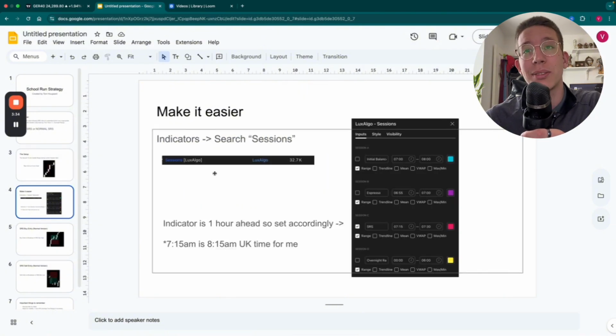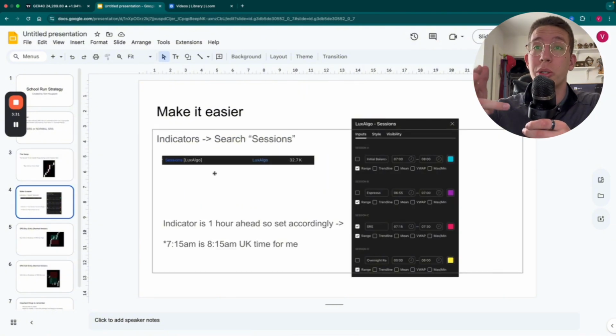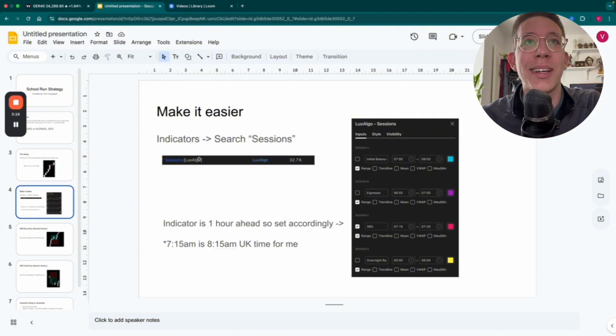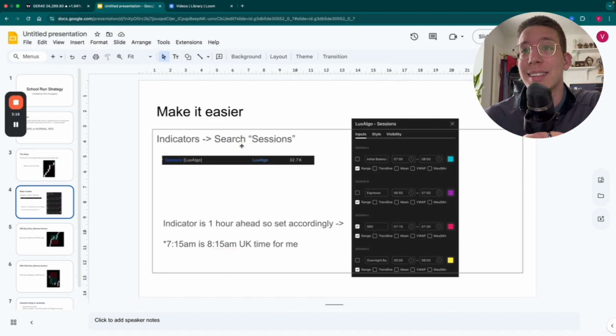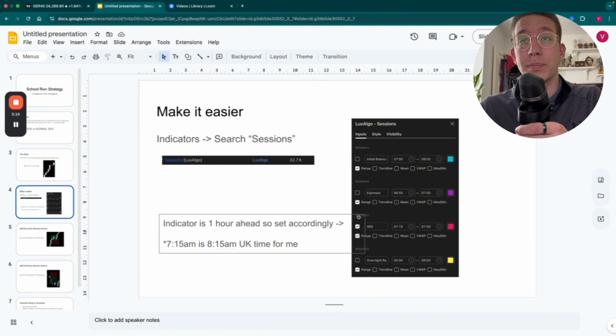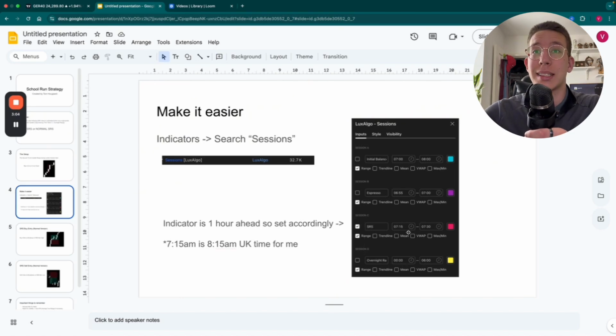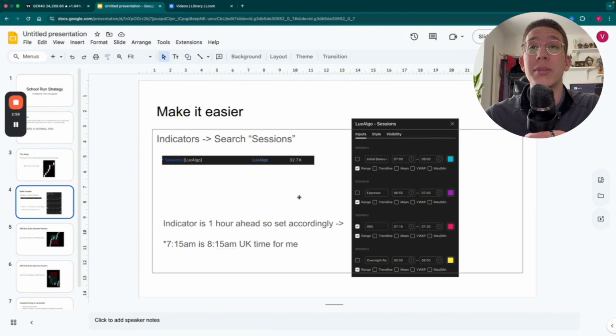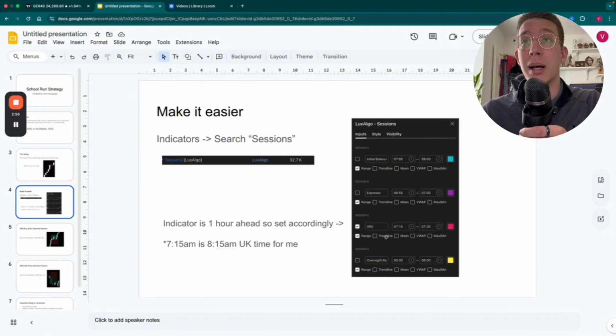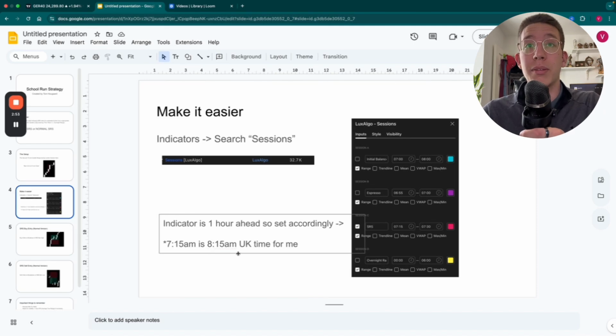To make it easier, as I've said in previous videos, you should get this indicator. You don't need to buy any extra TradingView packages because you get like 2 indicators for free, I think. I've got the upgraded one because of course I do. So you simply go to indicators, as you already know, search sessions and click this Lux Algo one, and the indicator is actually 1 hour ahead, so set it accordingly so it sets up the second 15-minute bar of London session wherever you are. For me, it's 7:15 a.m. I have to put in there for it to show up at 8:15 UK time for me.